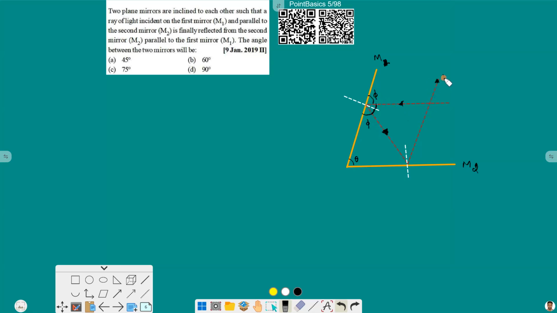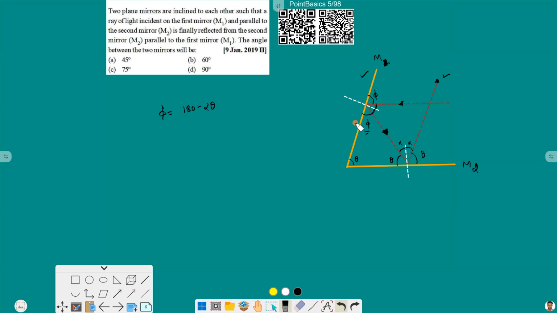Now it is mentioned that this line is parallel to this line. So if this angle is theta, then this angle is also theta. And again, as reflection is happening here, if this angle is suppose alpha, then this angle is also going to be alpha. That means this angle is also going to be theta. So for phi, we can write that phi will be 180 minus 2 theta from this triangle.